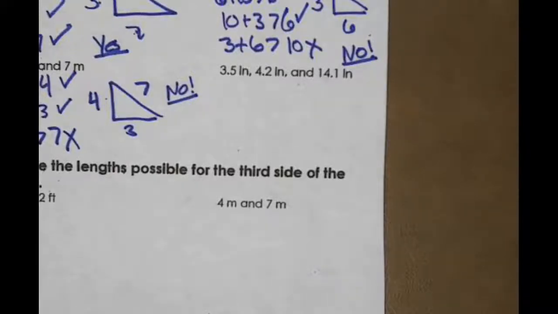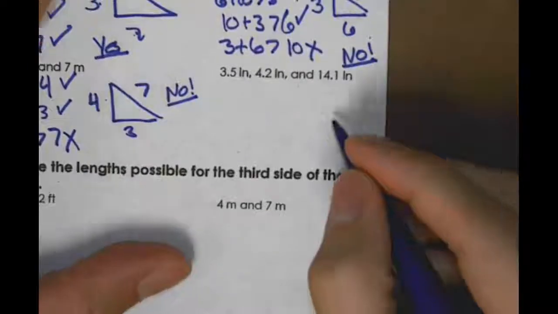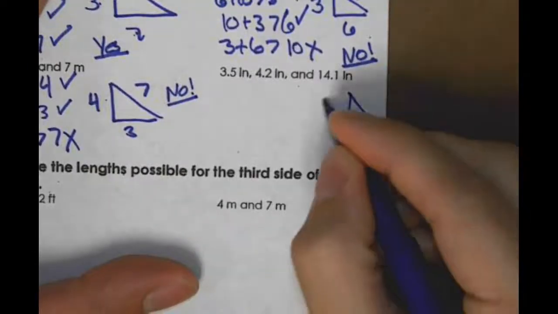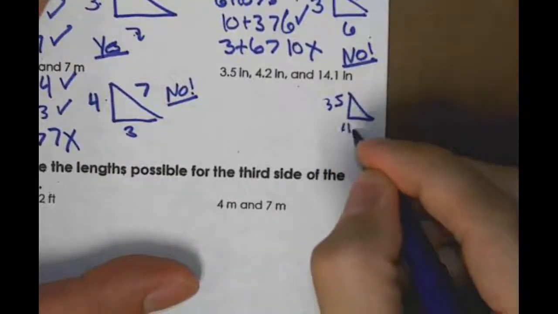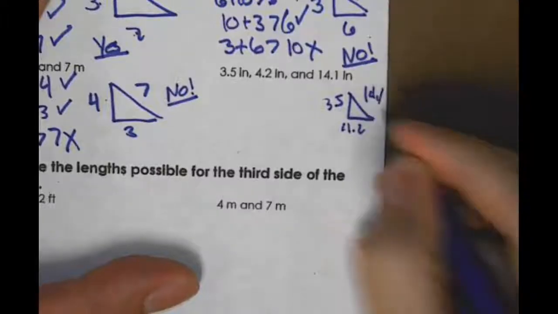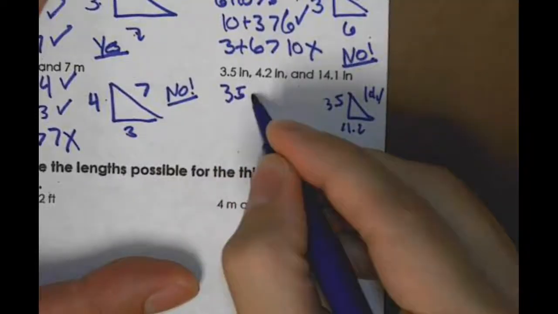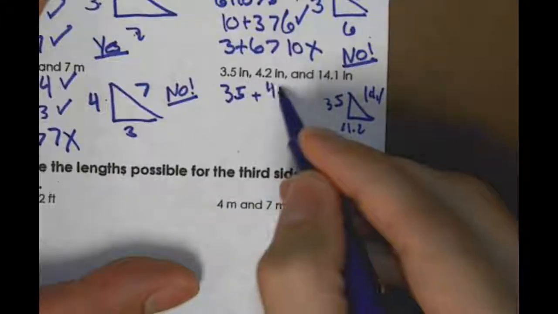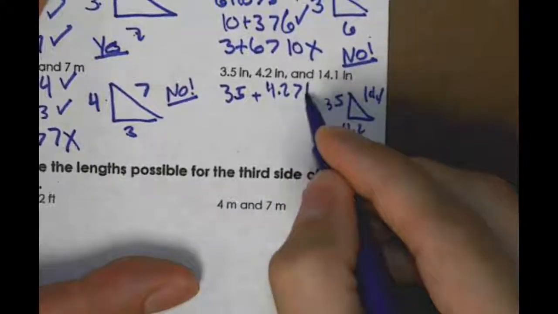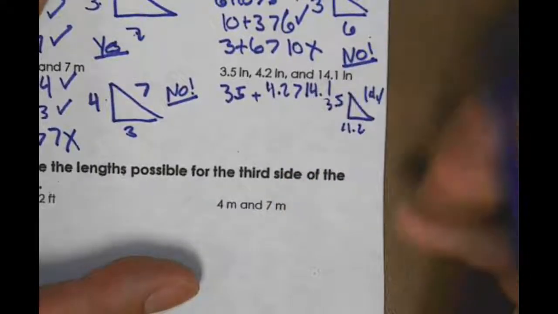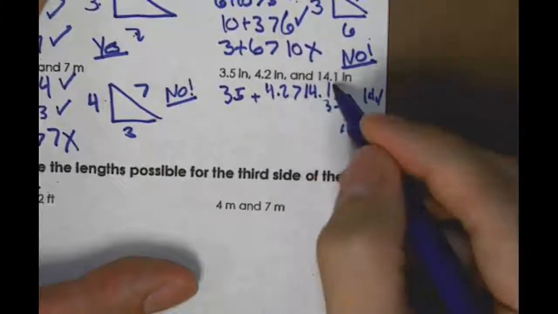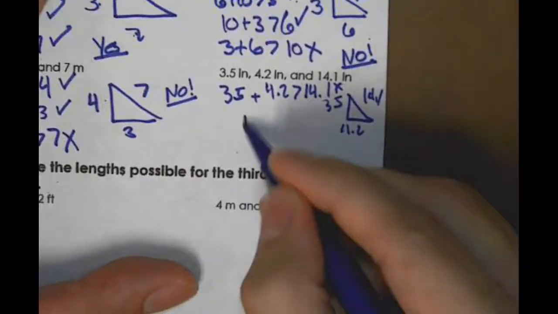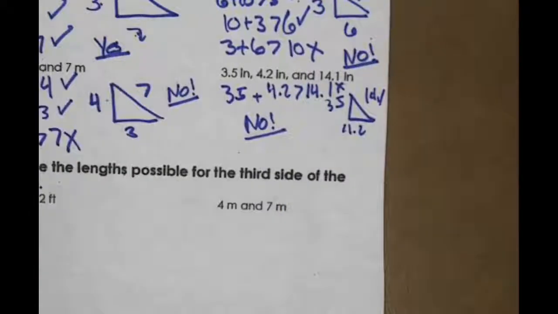All right. Sounds like we're ready to continue. I'm drawing my picture. This is 3.5. This is 4.2. This is 14.1. 3.5 plus 4.2, is that greater than 14.1? No, it's about 7.7. The second you see a single X, we know the answer is no. We can actually stop there.